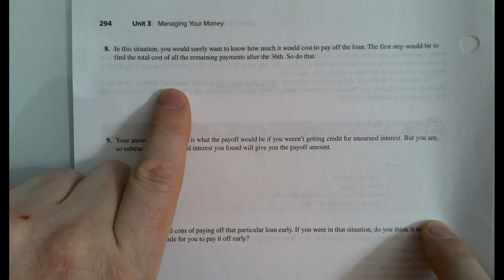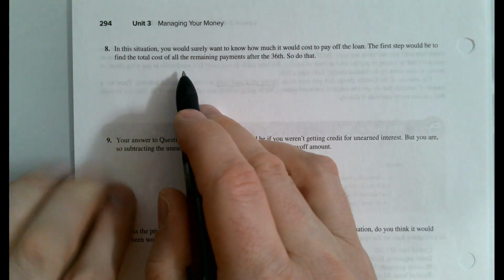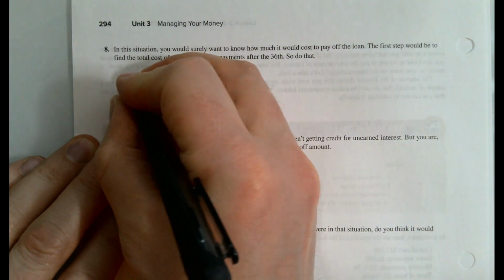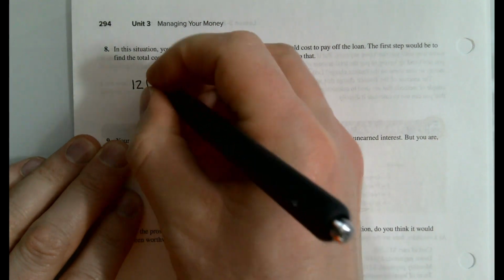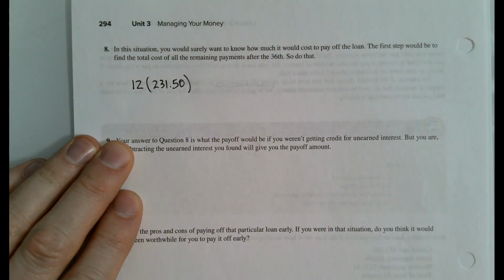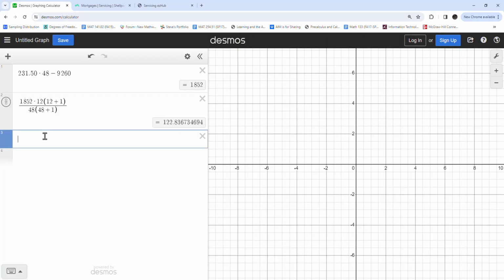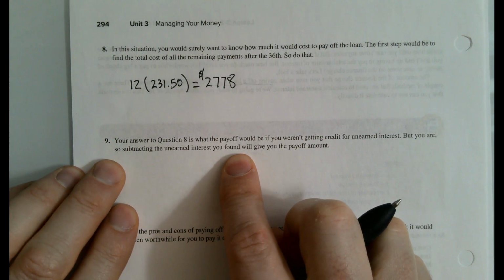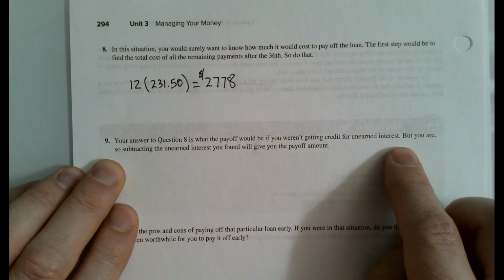The first step would be to find the total cost of all the remaining payments after the 36th month. So we owe 12 months of payments at $231.50. This is how much money we still owe on this car. So we'll go to Desmos. We'll get that number, 12 times 231.50. Okay, we still owe $2,778.